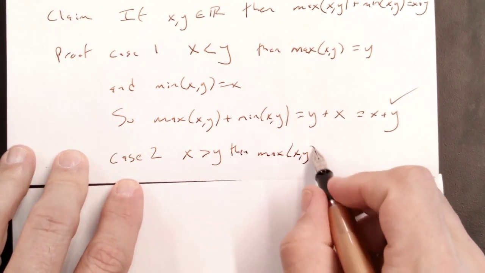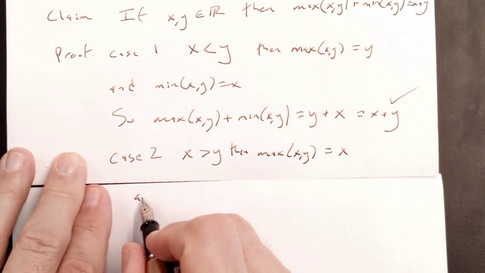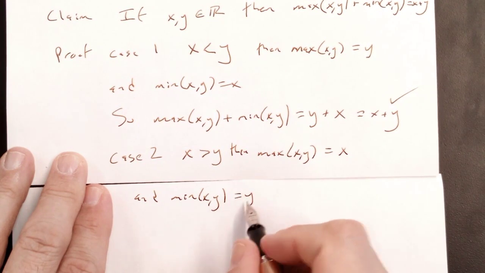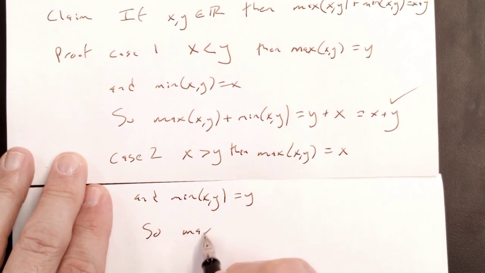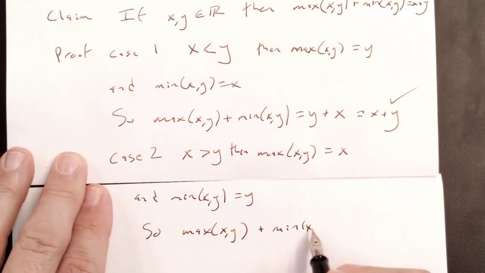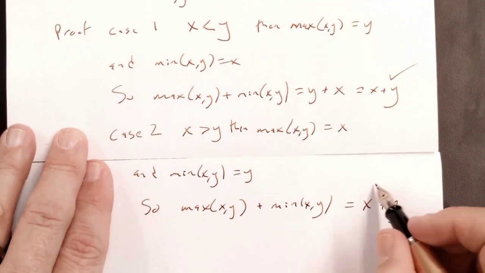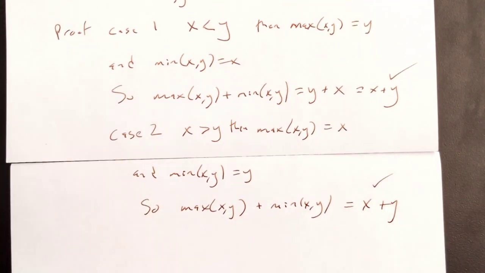Max of xy is now x, and the minimum of xy is now y, so that when I add the maximum to the minimum, this time literally I'm adding x plus y in the right order. Check. Ta-da!